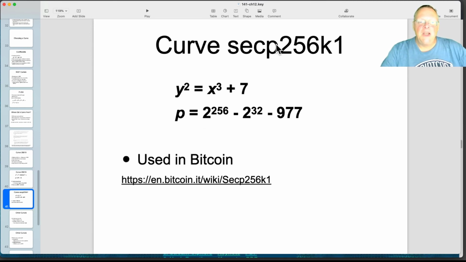Here's another one, SEC P256K1, where you've got 2 to the 256 minus these numbers here. This is the one Bitcoin uses. And again, A is 0 and B is 7. The curve is incredibly simple, x cubed plus 7. And again, that's not from NIST. It doesn't have any suspicious numbers in it, and it is considered secure.